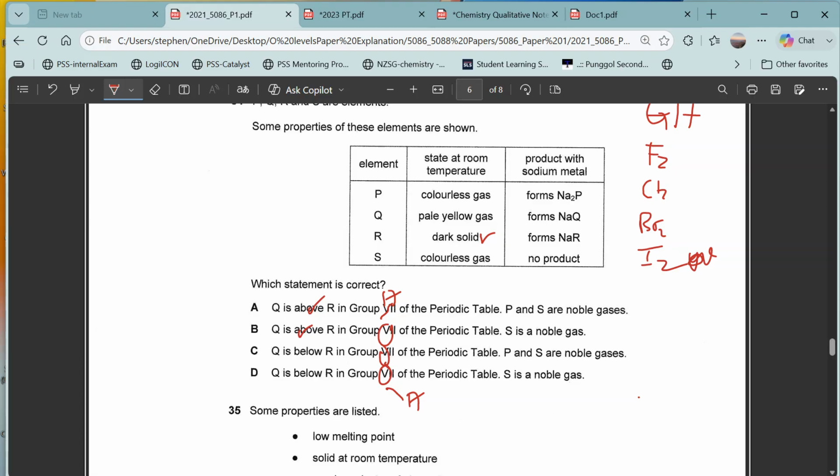What's given to you? Oh, colorless gas. Colorless gas, and it forms a product called Na2P. That means the gas has a valency of 2. And this is a telltale sign that S is a noble gas. P is not a noble gas because it forms a product here. So B, because this statement is here, so B is the correct answer.